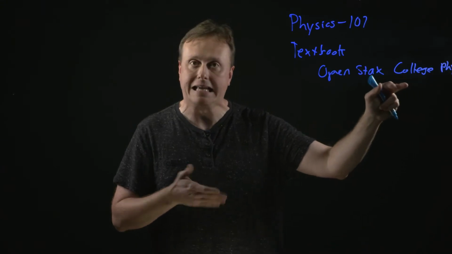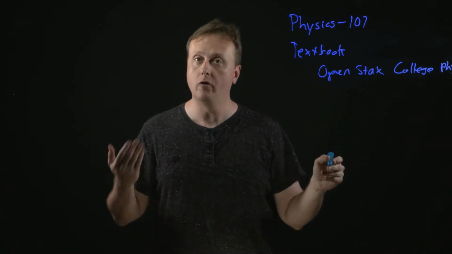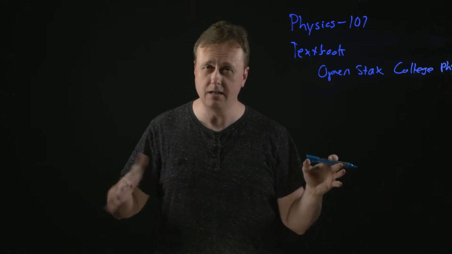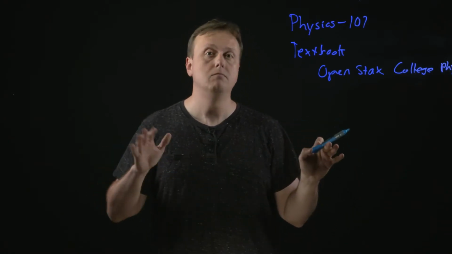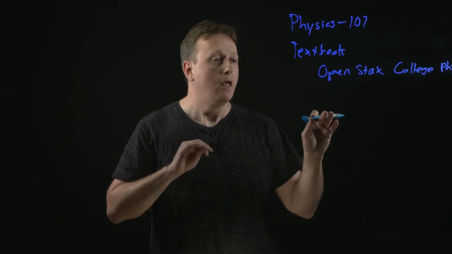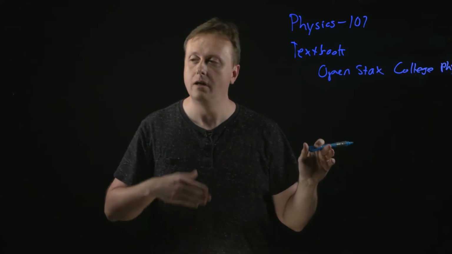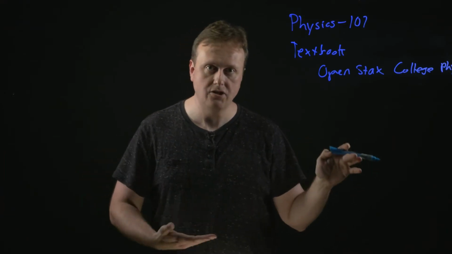OpenStax also has an app version that you can see on your phone. It is a free resource, although the printed version you'll have to pay about $17 for. This was done to try to keep the course as inexpensive as possible. There are other resources you can use for this course. You'll find them in the links attached below.